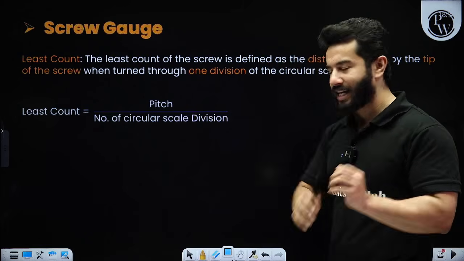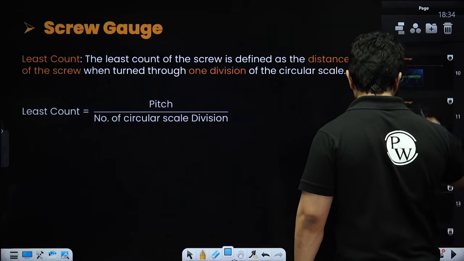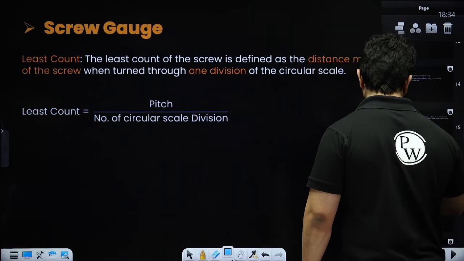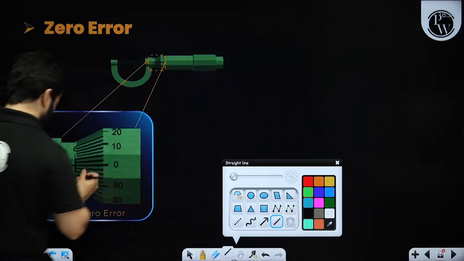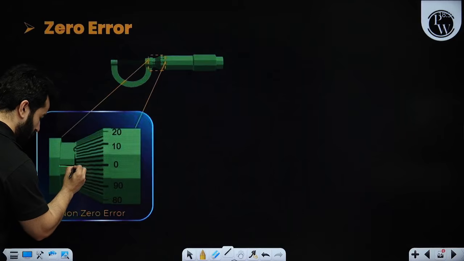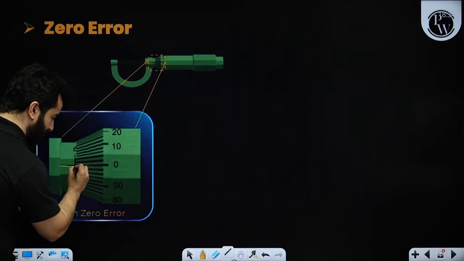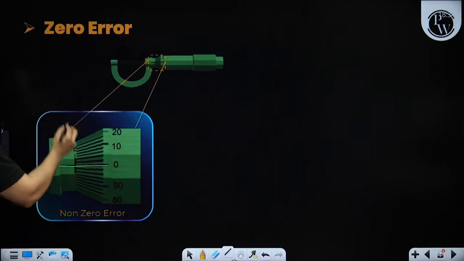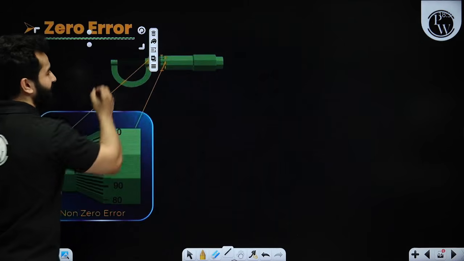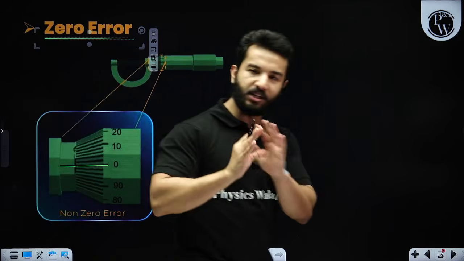Similar to the Vernier caliper, in this also we have some errors. Let's suppose this is the baseline of the linear scale and this is the baseline of the circular scale. If they both are coinciding, in that case we are going to say that there is no zero error.